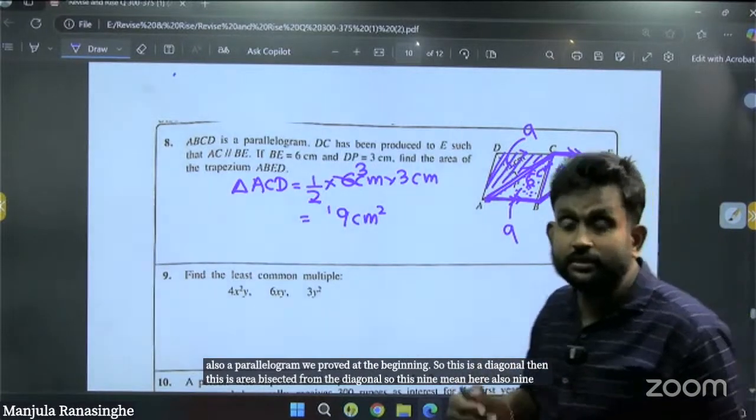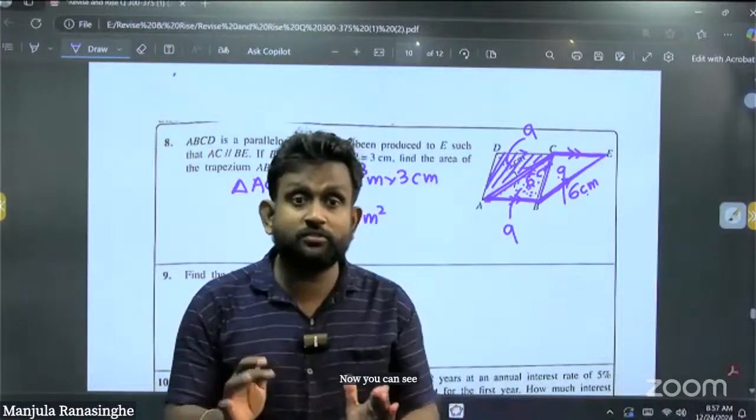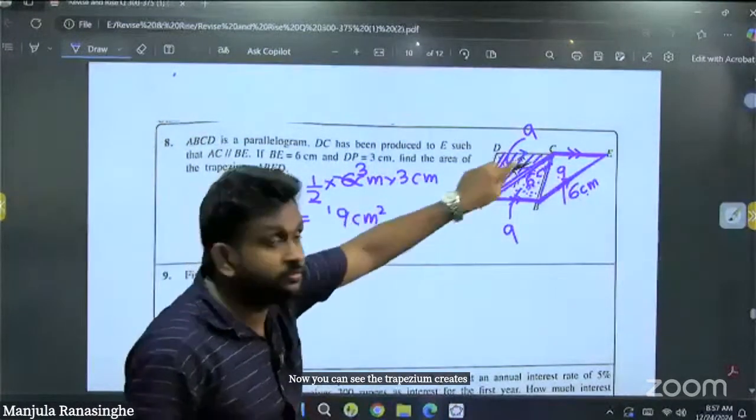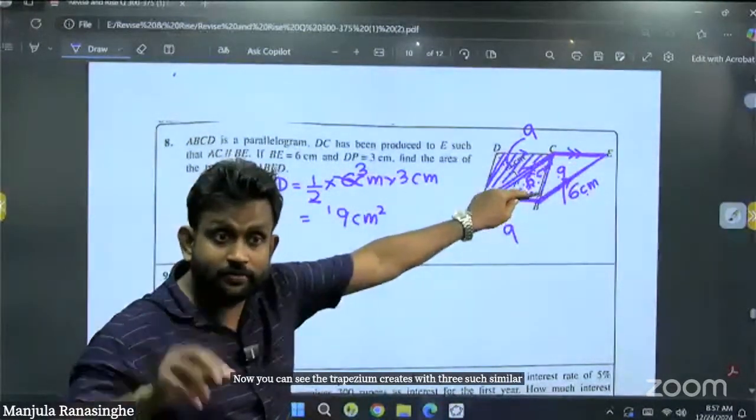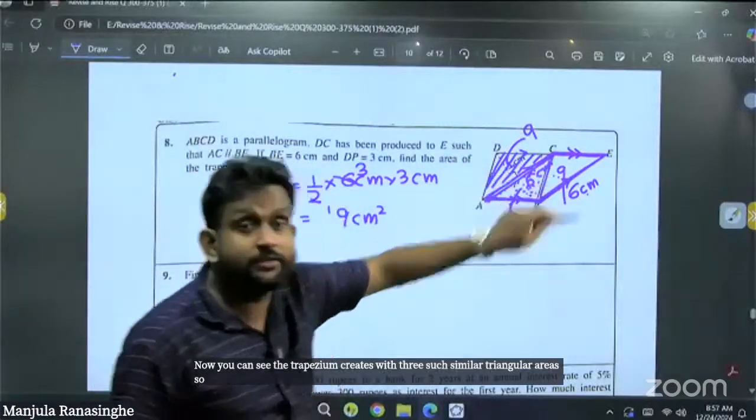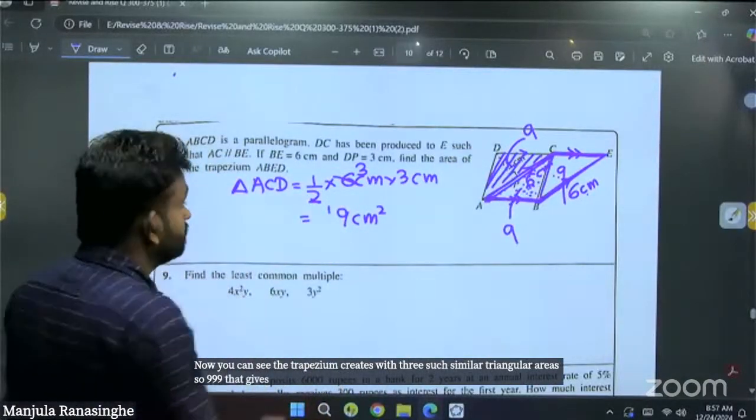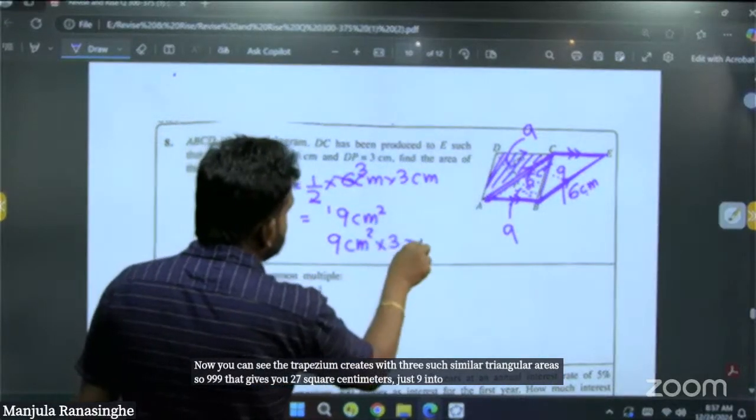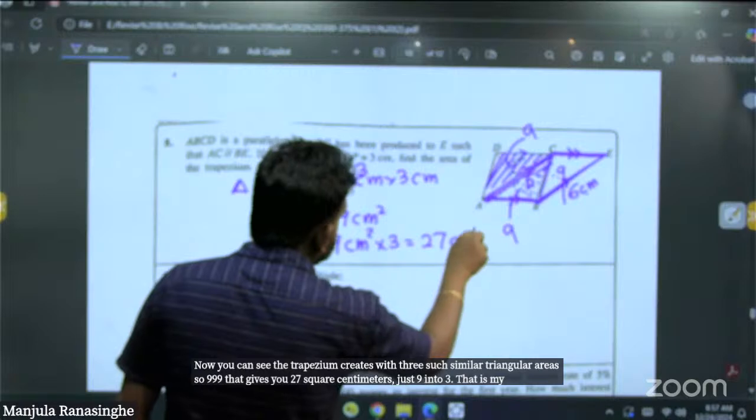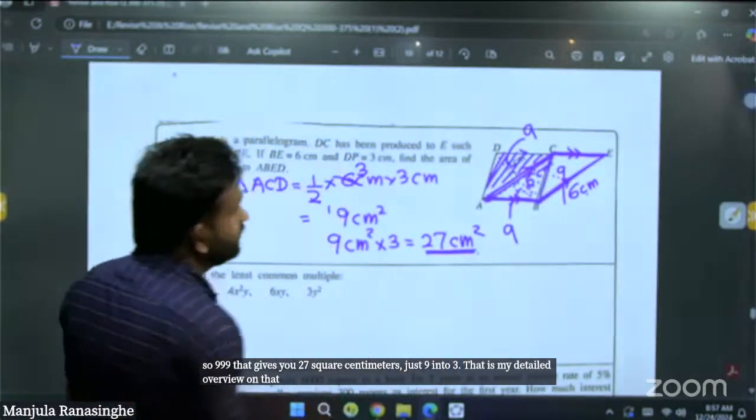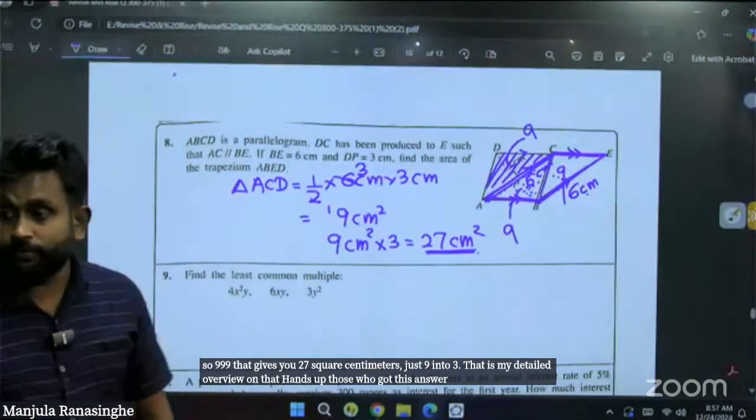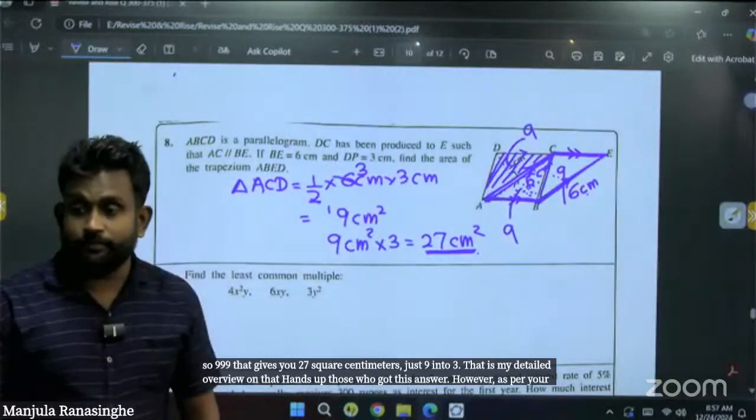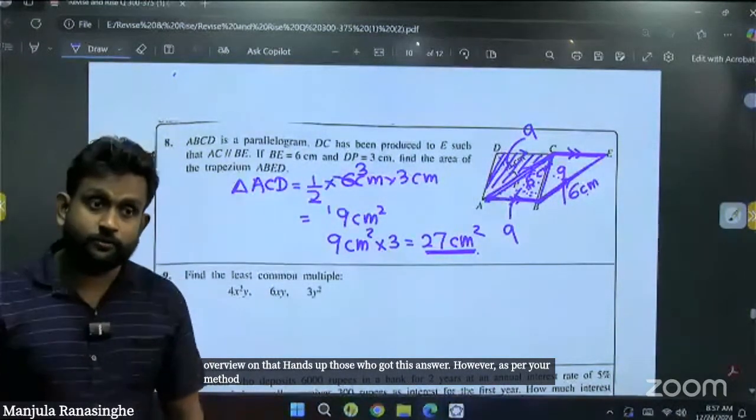Now you can see the trapezium is created with three such similar triangular areas. So 9, 9, 9, that gives you 27 square centimeters, just 9 into 3. That is my detailed overview on that. Hands up those who got this answer. However, as per your method, 27 square centimeters.